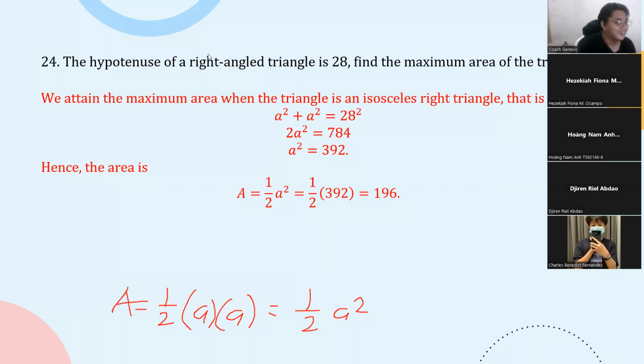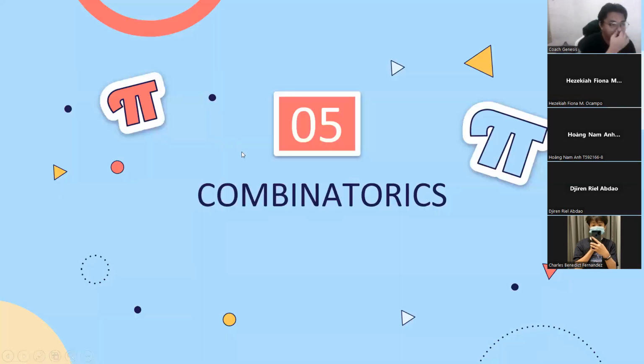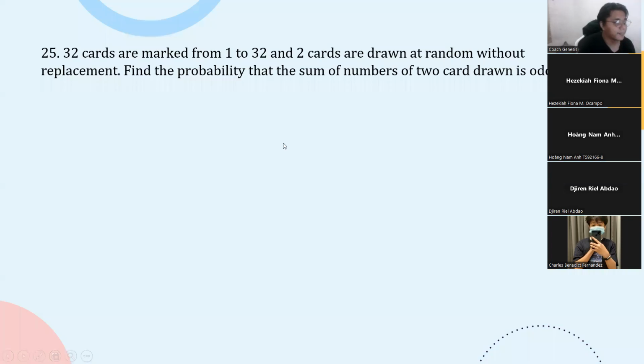Okay, so let's proceed to the last category, which is combinatorics. First one is: 32 cards are marked from 1 to 32, and 2 cards are drawn at random without replacement. Find the probability that the sum of two of these numbers is odd.